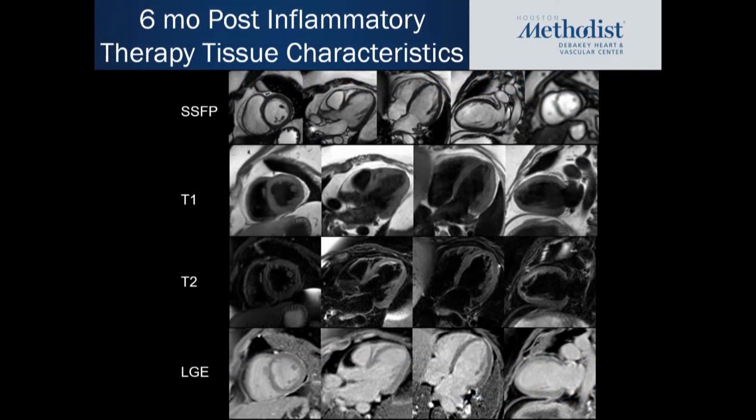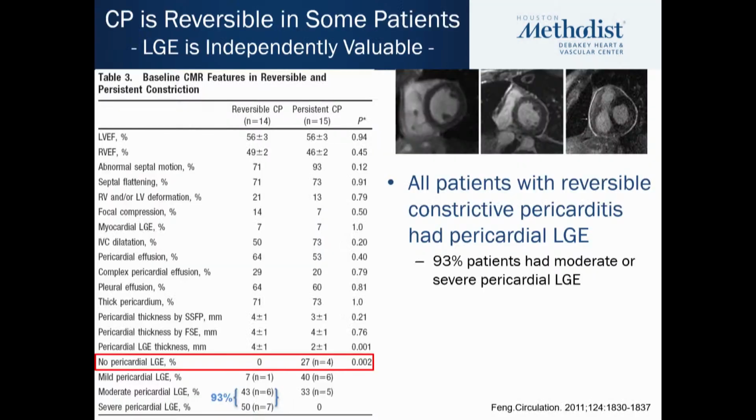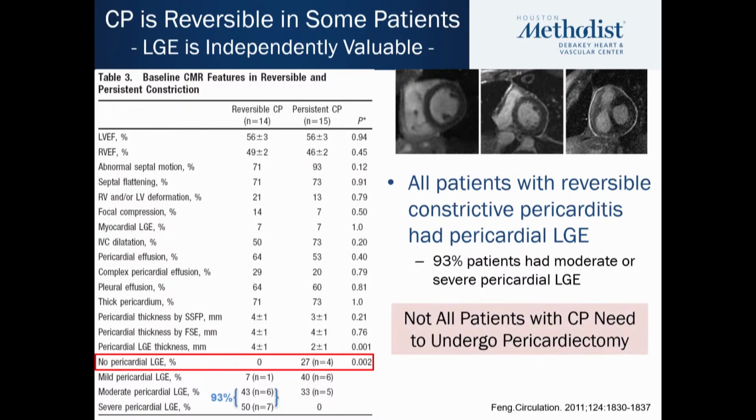can see complete resolution of the thickness of the pericardium, the edema around the pericardium, and the LGE of the pericardium. And this is just an image of the comparison side by side, pre-therapy and post-therapy. This was a study just showing you that in patients who had reversible constrictive pericarditis, 93% had moderate or severe pericardial LGE. So this can really identify a cohort who have reversible disease. So not all patients need to undergo pericardiectomy.